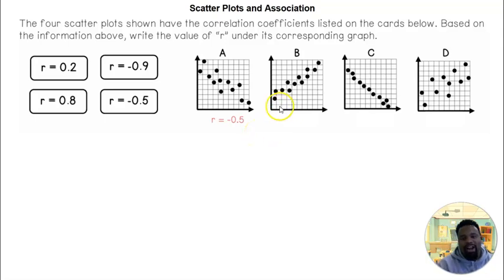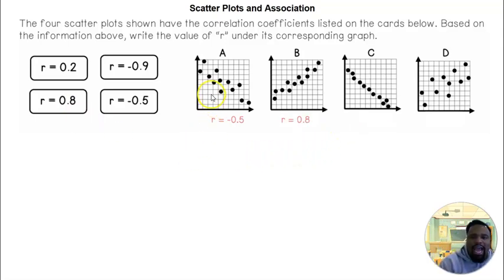Look at graph B. Graph B is a positive association, but graph D is also a positive association. But graph B is a stronger correlation than graph D because the points are closer together. Look at your positive correlations here. Between the two, since graph B is stronger, we can infer that graph B would be 0.8.